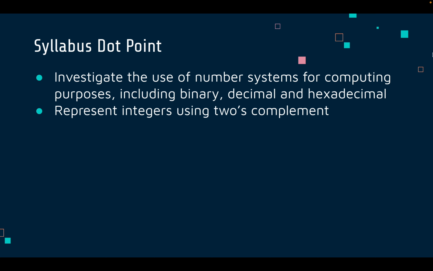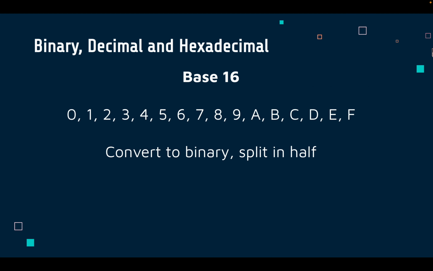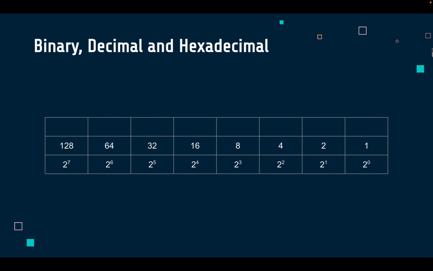And the syllabus dot point that we're looking at today is specifically the use of number systems, binary, decimal, and hexadecimal, as well as an ability to represent integers using 2's complement. So binary, decimal, and hexadecimal. It's not all that complicated. Binary, decimal, and hexadecimal are three different numbering systems.